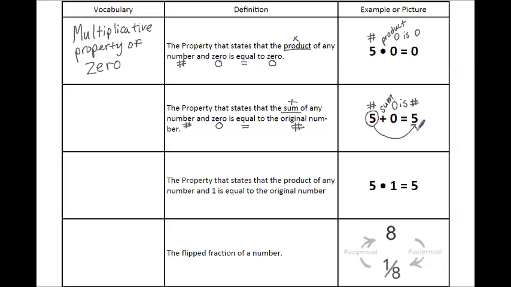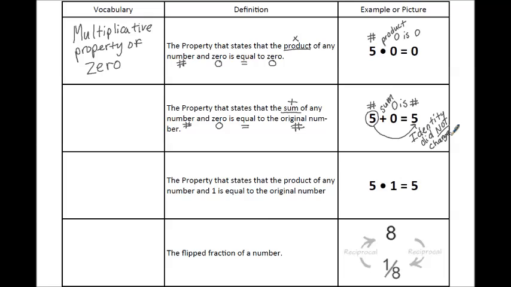So 5 did not change at all. So we did not change its identity. So the identity of the number after adding 0 did not change. So this is going to help you remember the name of this property.